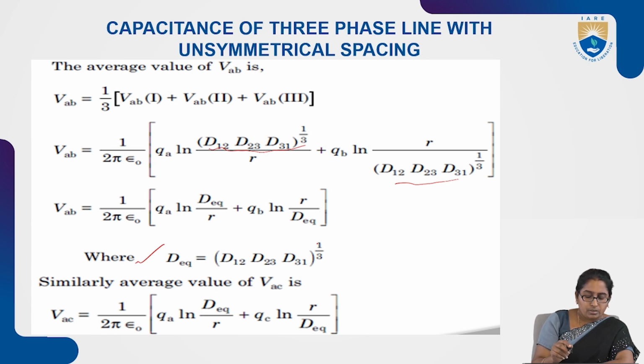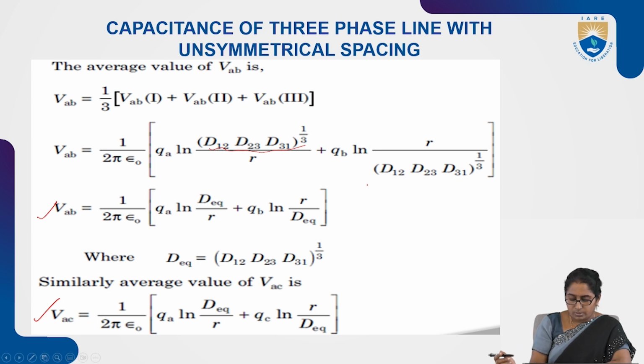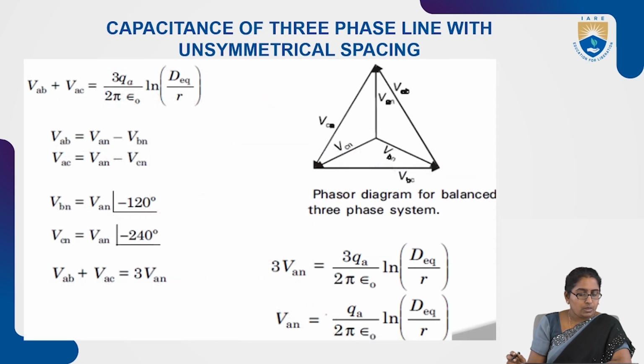Okay. After this, what they have done: this is the expression for AB. In a similar manner, they have written the expression for AC, okay, the expression for AC also. So it comes with QA and QC. Okay, so now add these two. VAB plus VAC. Finally, we will get the expression as 3 QA by 2 pi epsilon log of D equivalent by r. Okay, that is our final expression.